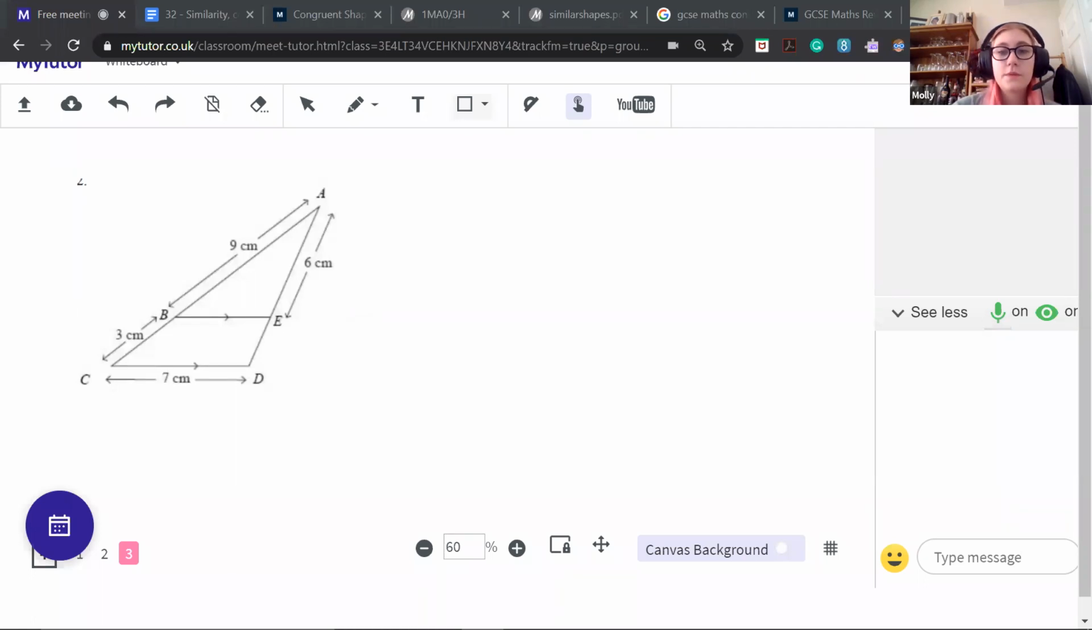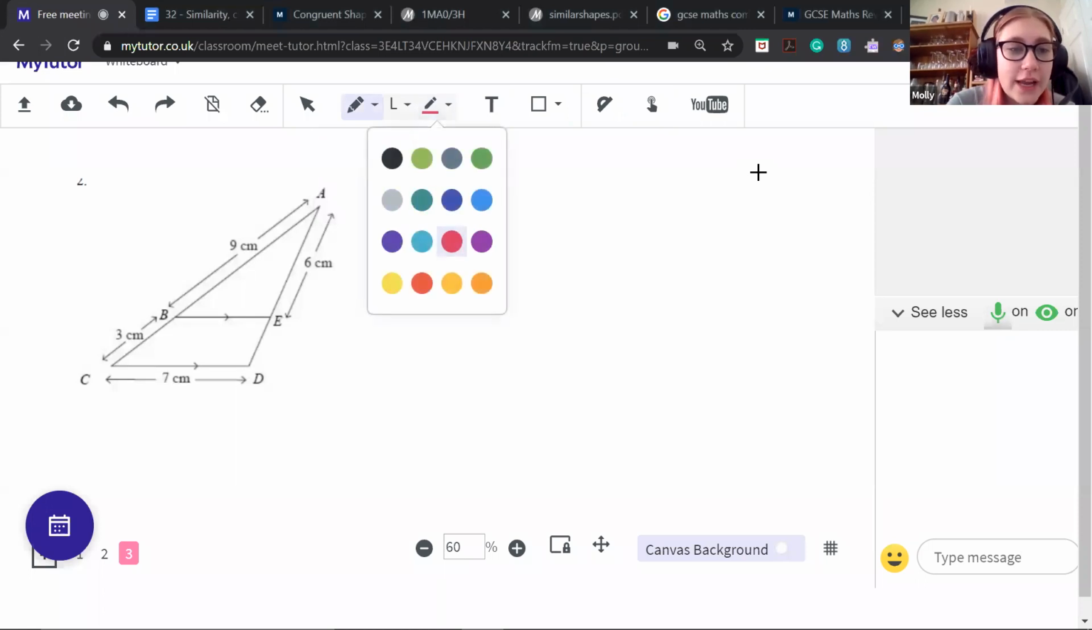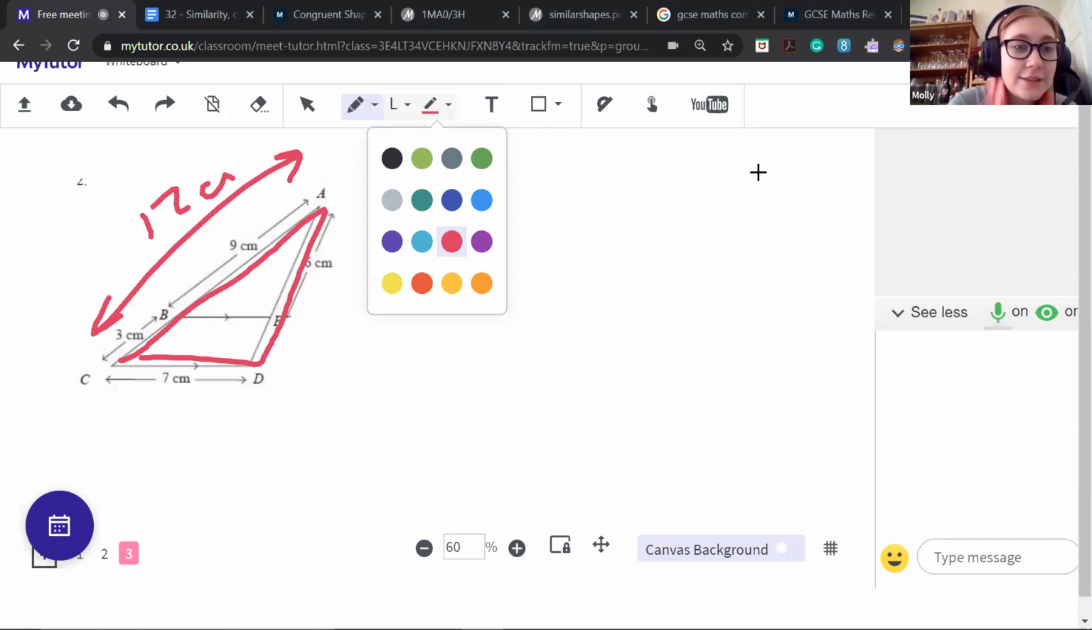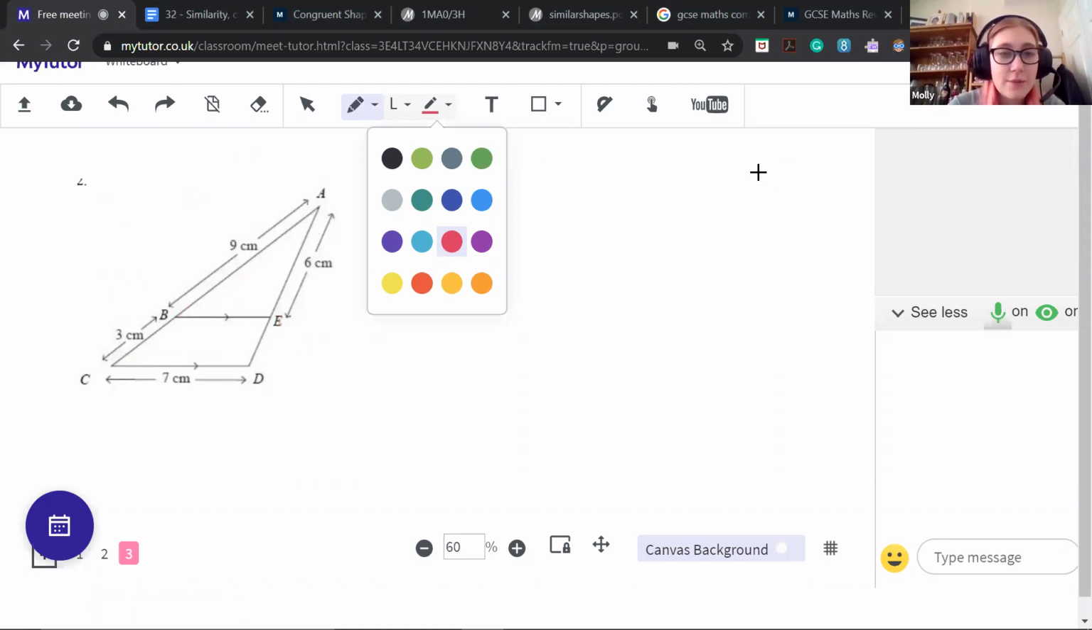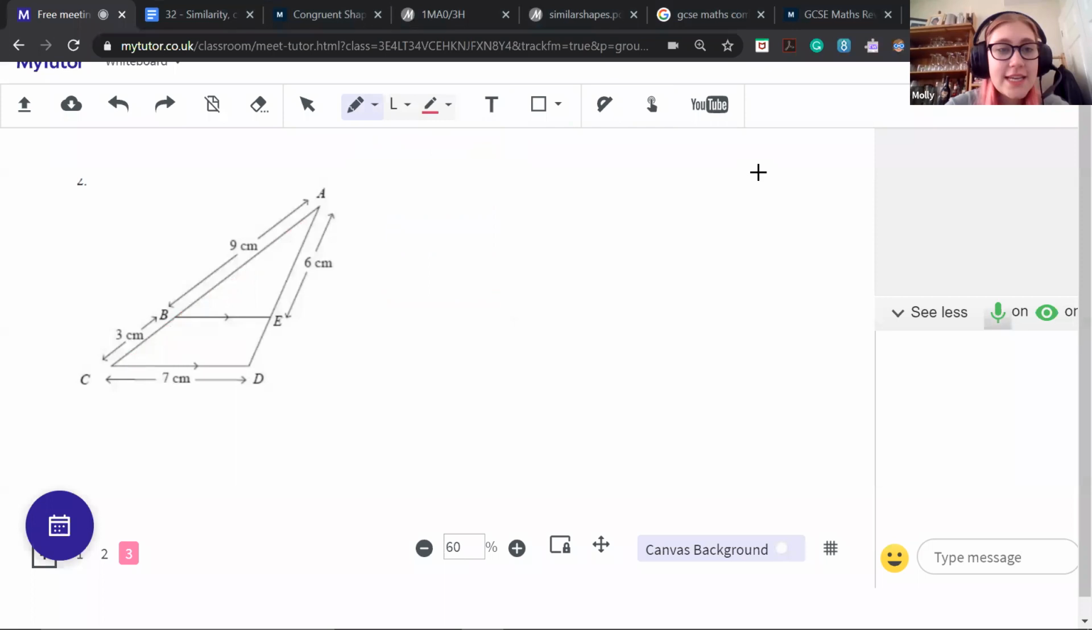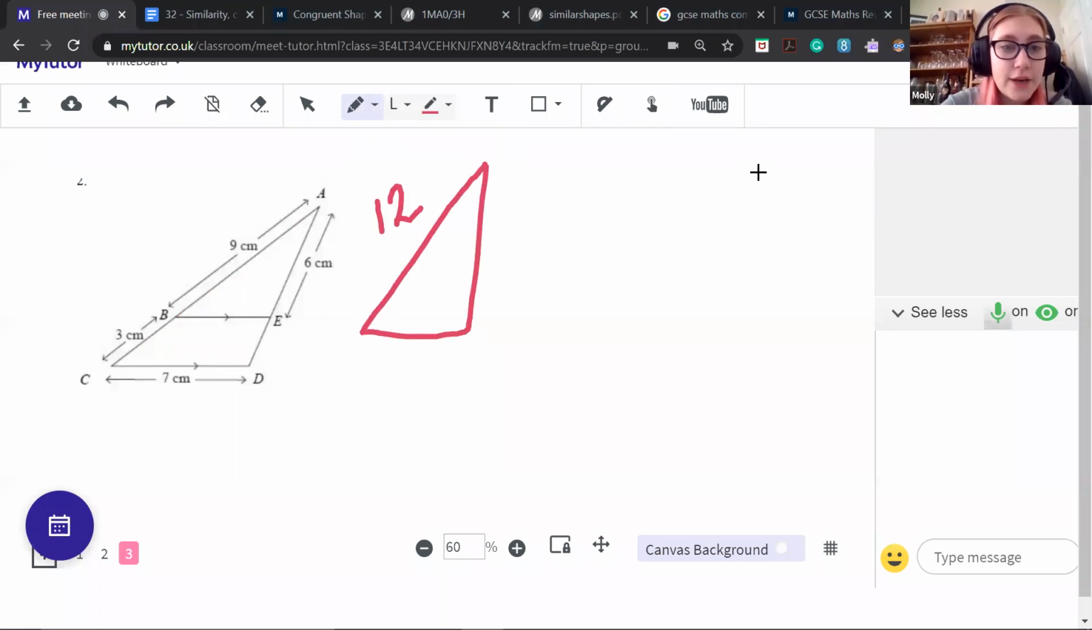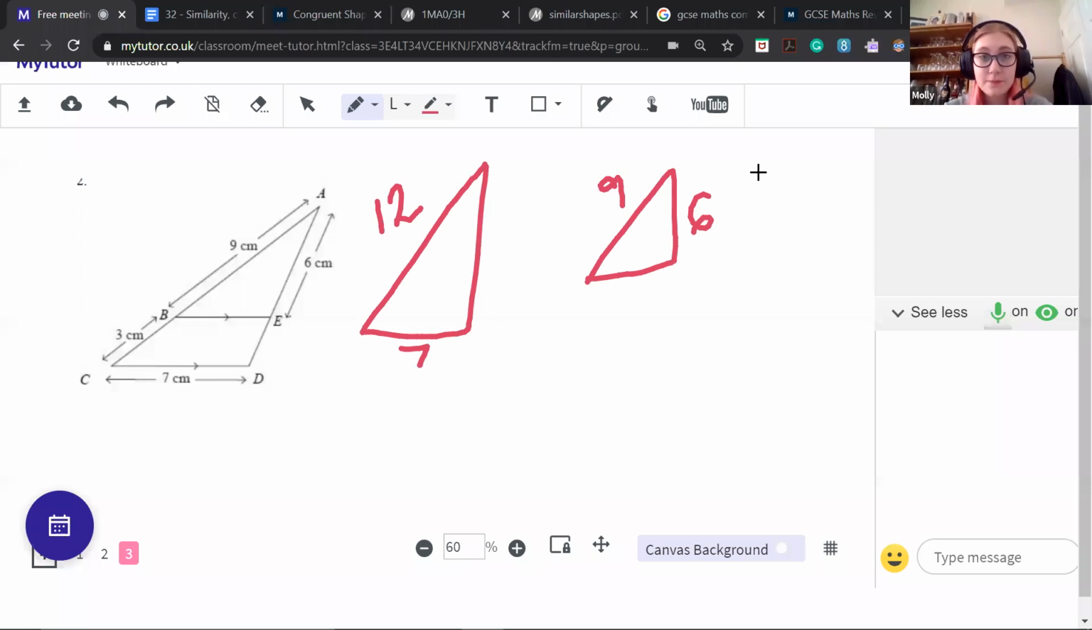Okay, cool. So let's give it a go. The tricky thing here is that you've got to remember that this big triangle that we're looking at is this whole thing. So this length is actually 12 centimeters. And I think that's a tricky thing to remember sometimes. So what we're really dealing with, I often draw them out as two separate triangles. So we've got our big one here, our 12, 7, and we don't know what this is. And then our smaller one here, which has 9, 6, and we don't know what the bottom one is.